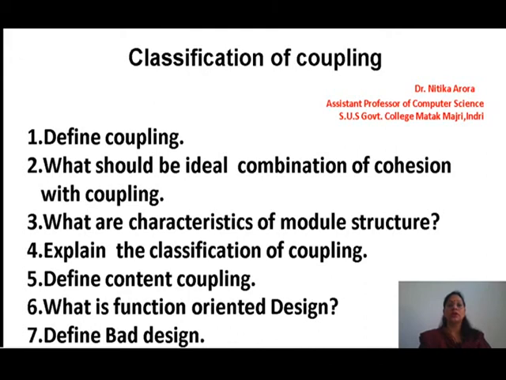Question number 3, what are the characteristics of module structure? Question number 4, explain the classification of coupling. That means name the types of coupling. Question number 5, define content coupling. So discuss about the content coupling here. Question number 6, what is function oriented design? Question number 7, define bad design.